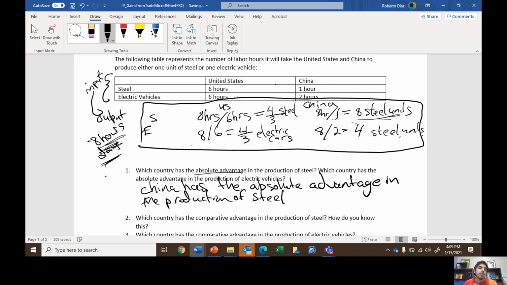you can easily say 10-hour workday or 6-hour workday, whatever. But China has the absolute advantage in the production of steel because in an 8-hour workday, China can produce 8 units of steel, while the United States can only produce 4/3 unit of steel, or a little bit over 1 unit of steel. You can get a little vague if you want.